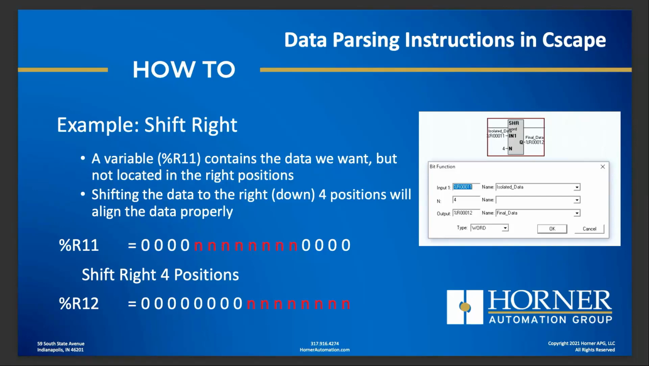So that's definitely not what we want. Okay, so by doing a shift right instruction where the input is R11, N is 4 because we want to shift right 4 positions, the end result for our output variable, which we've assigned as R12, is that we're going to have the 8 bits we care about aligned in the proper position. Okay, so that's the shift right. You can also use the shift left to shift the other direction in those applications where that's what you need to do. Shift right is going to be used more commonly, though, I would say.